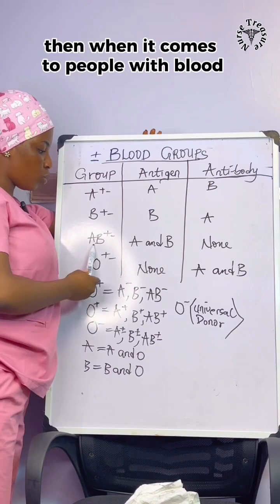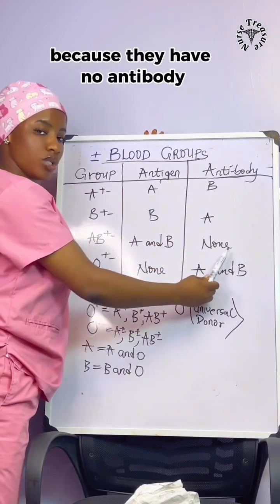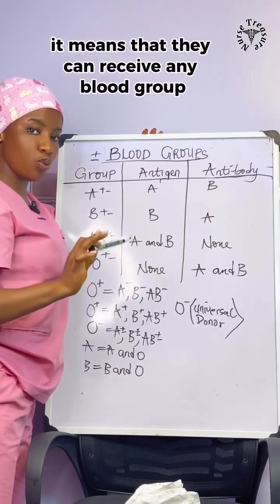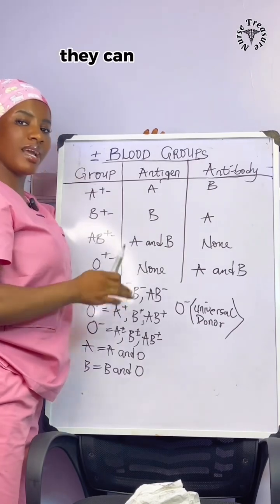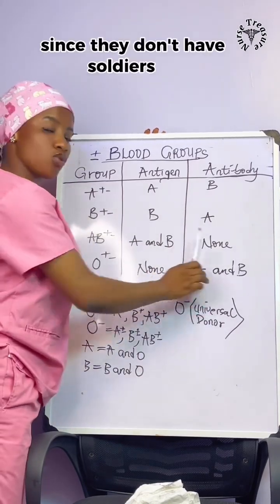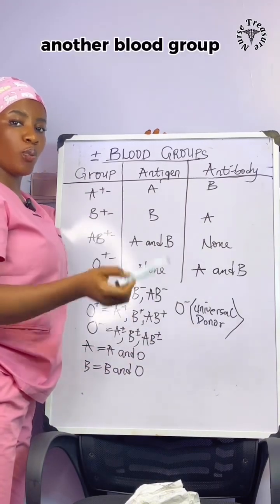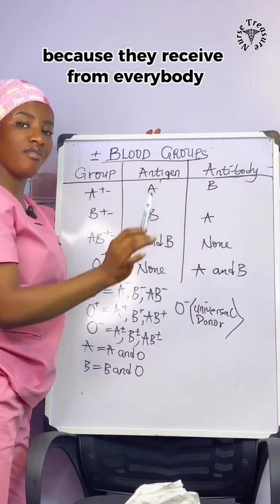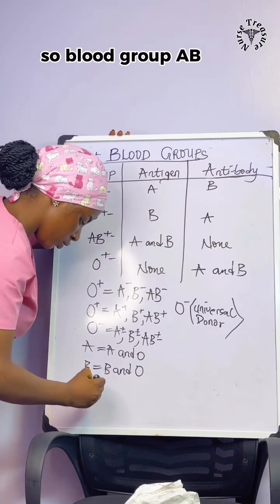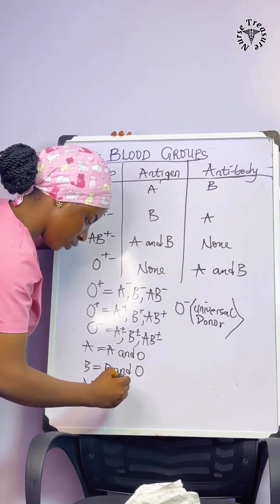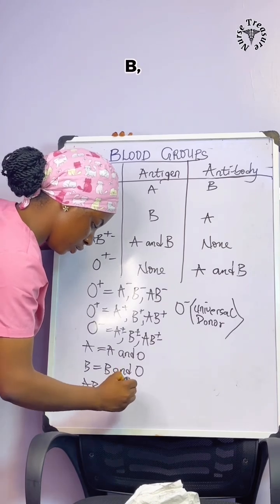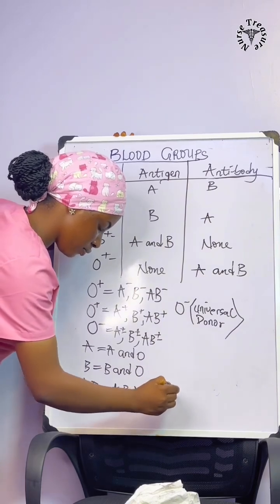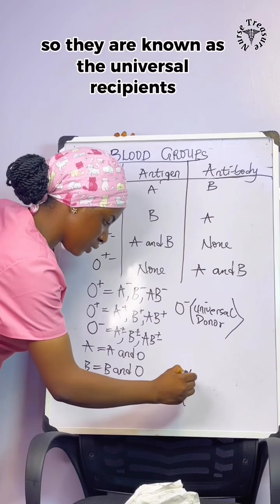Then when it comes to people with blood group AB, because they have no antibody, so they don't have soldiers, they don't have bodyguards, it means that they can receive any other blood group apart from this AB. They can receive from anybody. Since they don't have soldiers or bodyguards that will fight another blood group whenever it enters their system, they are known as the universal recipients because they receive from everybody. So blood group AB is equal to A, B, AB, and O. So they are known as the universal recipients.